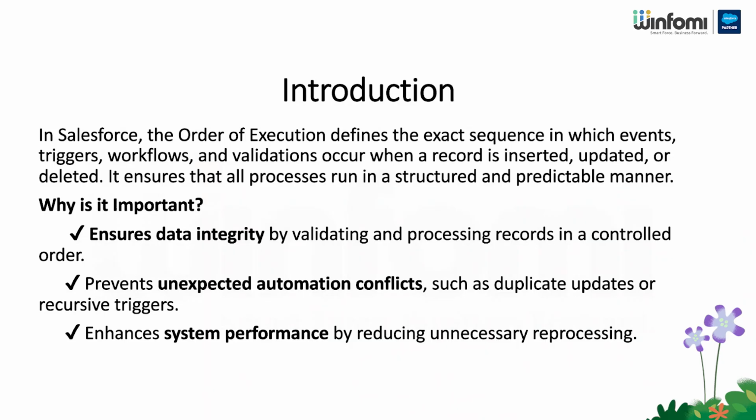when a record is inserted, updated or deleted, and it ensures that all processes run in a structured and predictable manner. Why it is important: it ensures data integrity by validating and processing the records in a controlled order. Next, it prevents unexpected automation conflicts such as duplicate updates or recursive triggers, and it enhances system performance by reducing unnecessary processing.